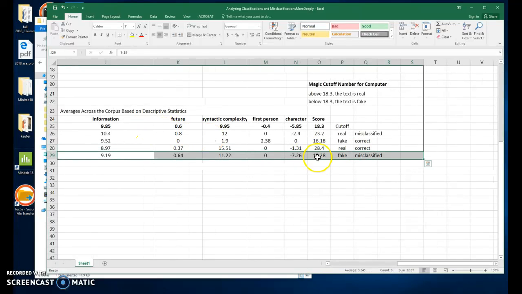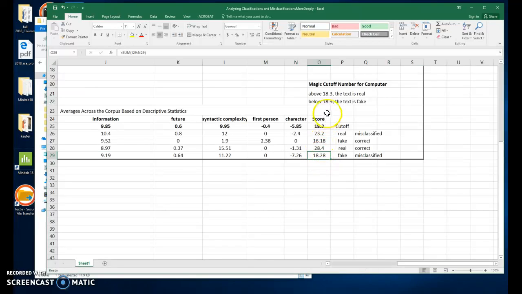You can see its number is 18.28, very close to the cutoff, and that's why the computer got confused. It called it fake, but it's really real. See if your human brain could actually decide.